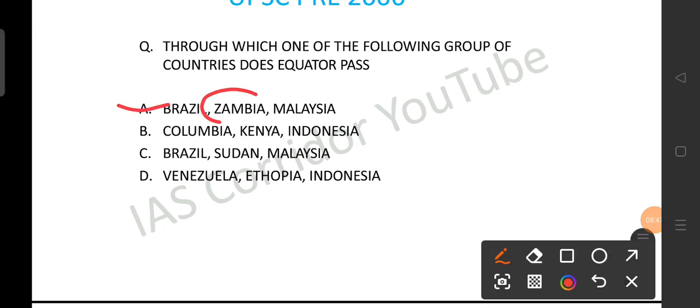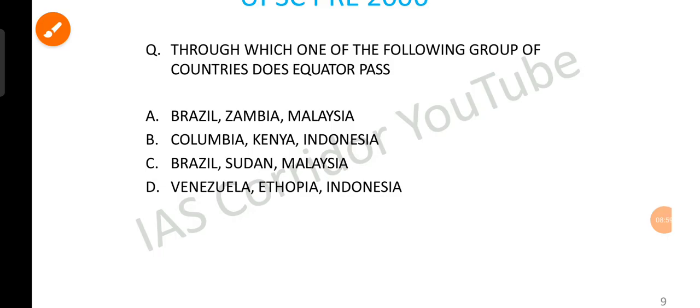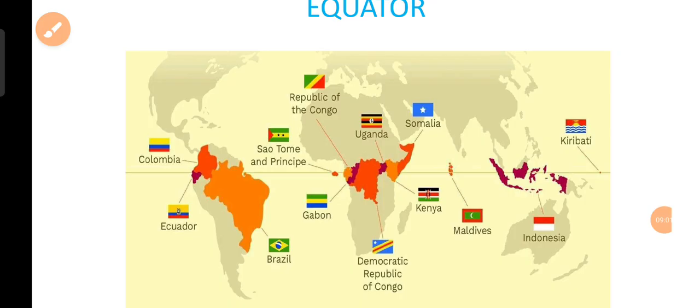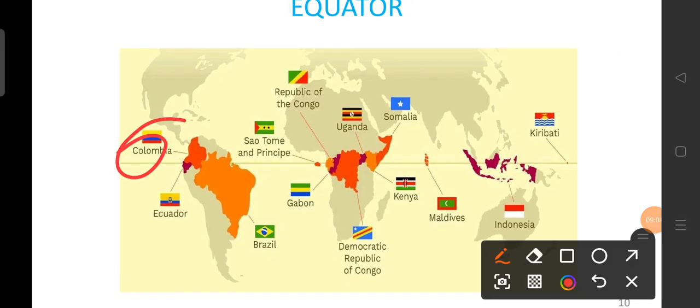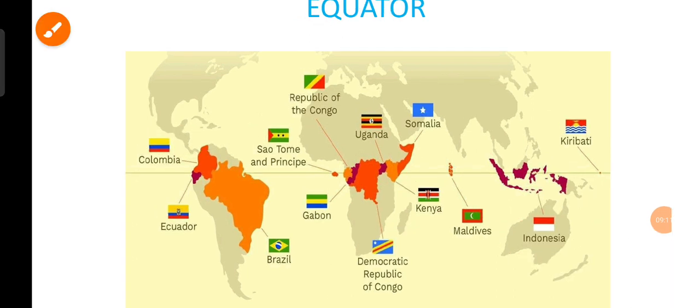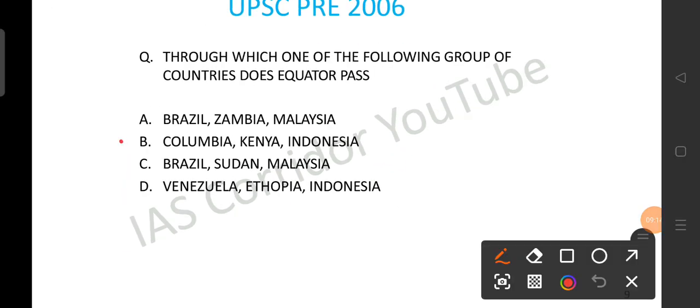Brazil, Zambia is not a country. Colombia, Kenya, Indonesia, yes. Brazil, Sudan, Malaysia, no. Venezuela, Ethiopia, not. Indonesia. So what could be the answer? It is Colombia, Kenya, Indonesia. CKI. Now look in the answer. Colombia, Kenya and Indonesia. Okay, all three countries are given in the option B, Colombia, Kenya and Indonesia.